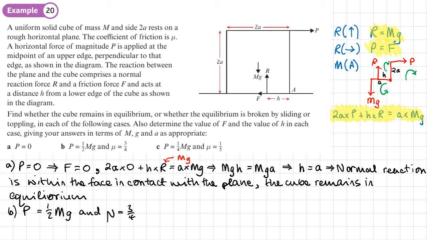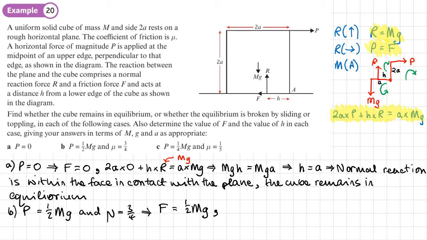So moving on to part B, we have P equals half mg and mu equals 3/4. We'll start by putting our half mg for P into our second equation here. So we'll get F is equal to half mg, and we're also going to take moments about A, using this equation here. This will tell us where the normal reaction force is on this base, if it is on this base at all, or whether it's at A or outside A. Now in a shape like this that wouldn't happen.